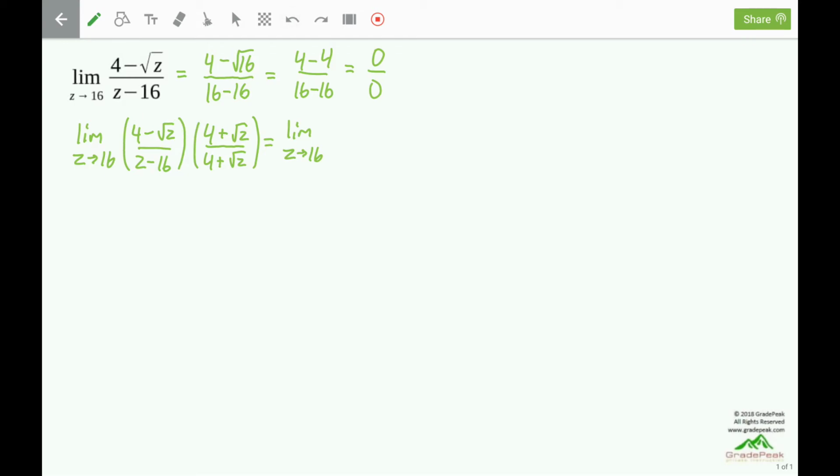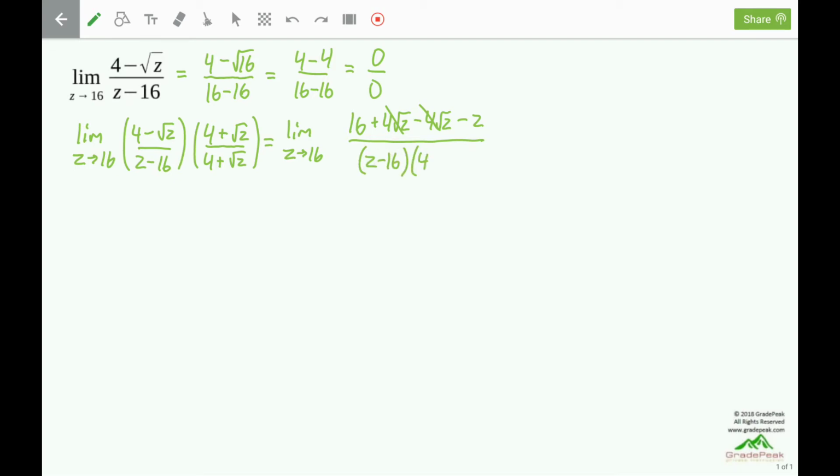In the numerator, the first is 4 times 4, that's a 16. The outside is 4 times the root of z, that's a 4 root z. The inside is negative root z times 4, that's a negative 4 root z. And then the last is negative root z times a positive root z, which will be a negative z. Another thing about root conjugates, the outside and inside terms will always be the same value but opposite sign of each other. They will be able to cancel, so I will cancel those out.